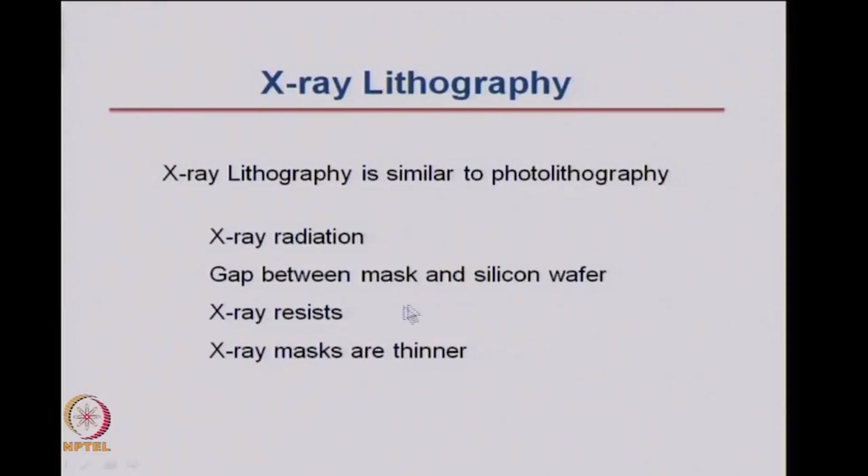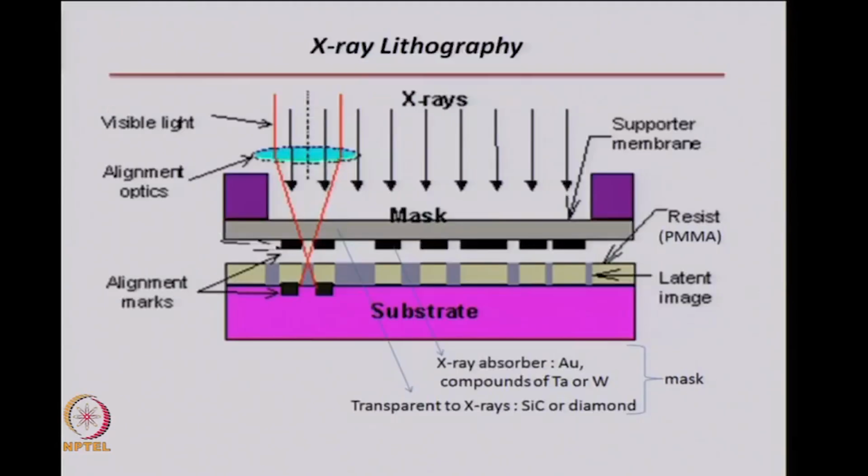So, there are certain differences between X-ray lithographic techniques and normal optical lithographic techniques. So, this is a typical diagram to show you an X-ray lithographic process. So, you have your substrate, and on top of the substrate you will have your image of the pattern which you have on the mask.